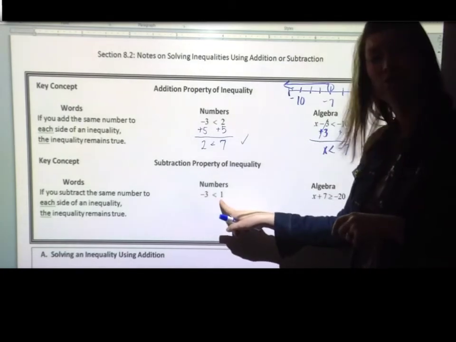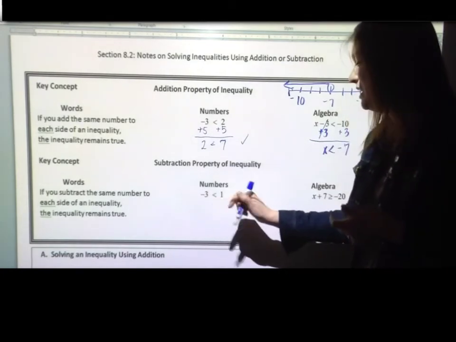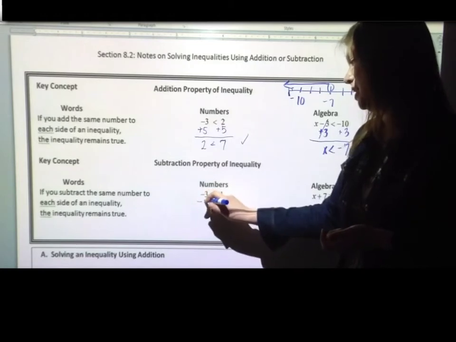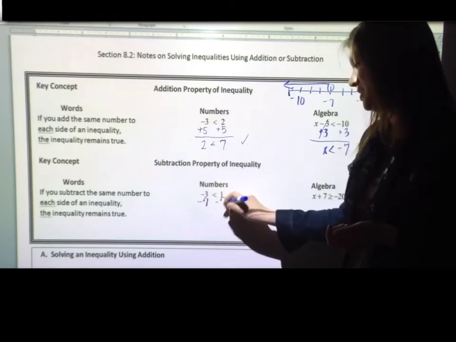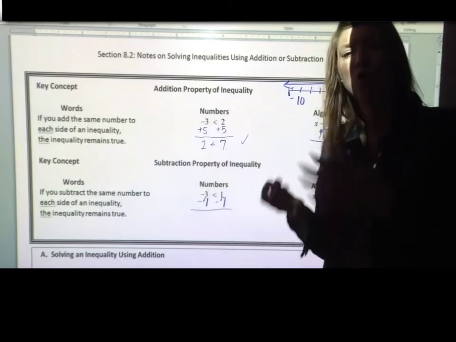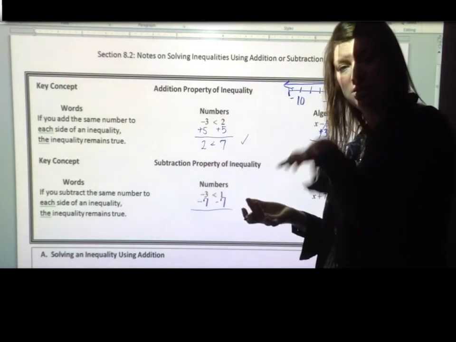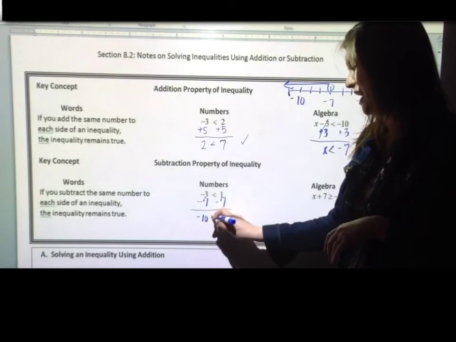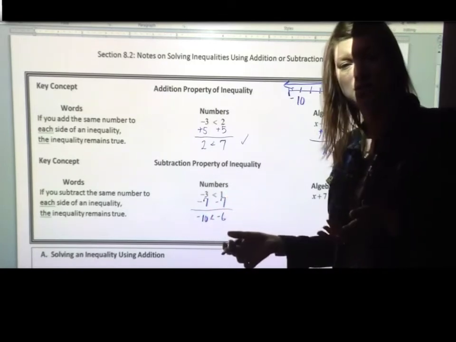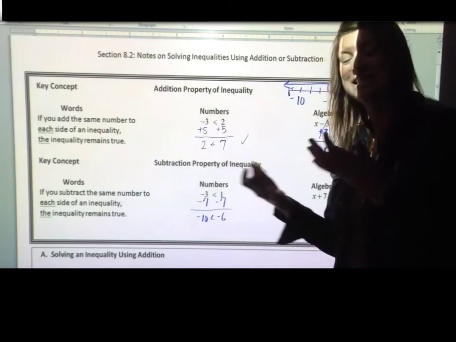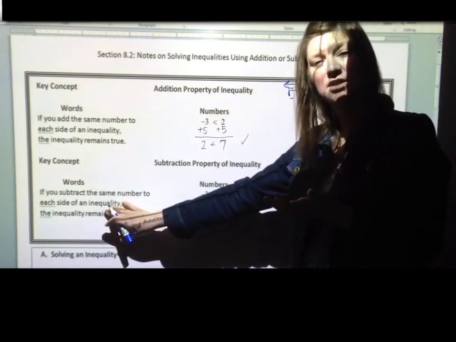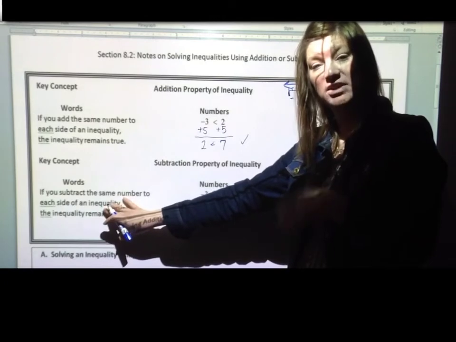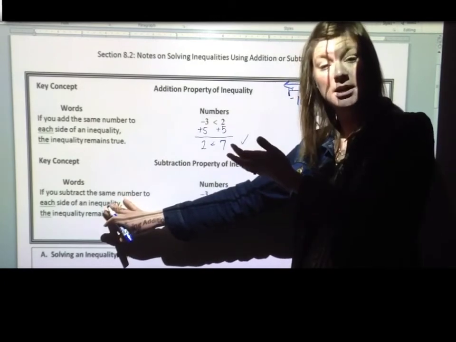I gave you a true statement, -3 is less than 1. Now let's subtract 7 from both sides. Okay, just a random number. What I do to one side of the inequality, I must do to the other. So I'm going to subtract the same number, and on the left I get -10 is less than, and on the right I get -6. Is that a true statement, that -10 is less than -6? It is. Therefore, we can follow through with the fact that the subtraction property of inequality is based in truth.